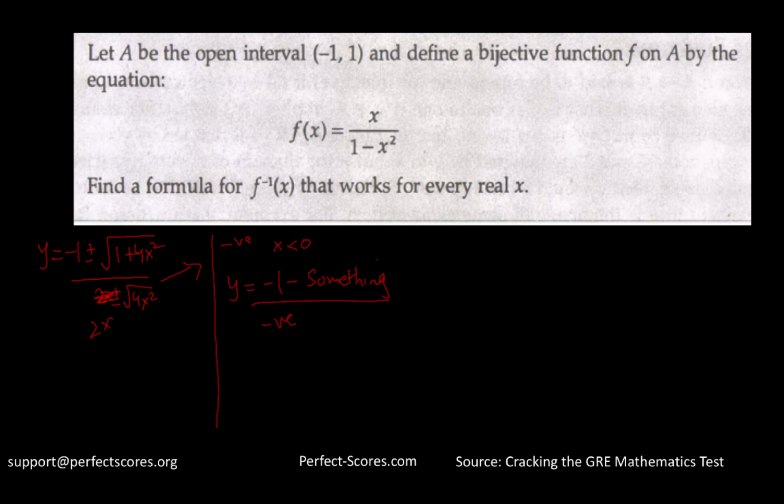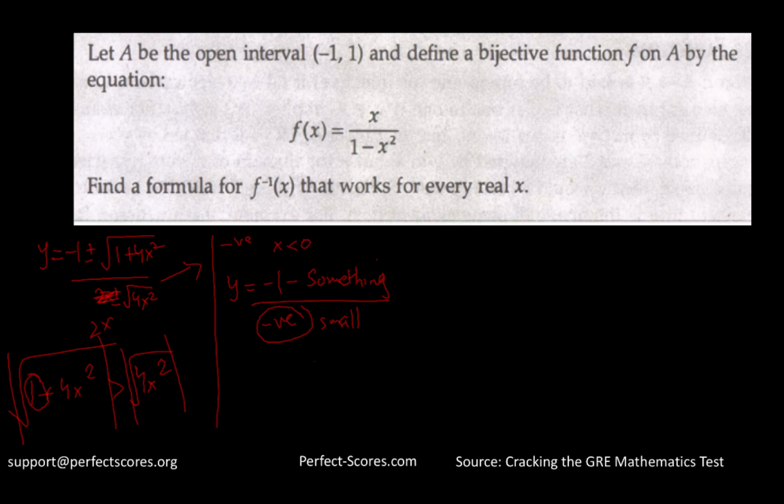Negative of something. Now again, understand 1 plus 4x squared will always be greater than the square root of 4x squared, no matter what. 1 plus 4x squared will always be greater than the absolute value of 4x squared, because that's how it works. 1 when added to a number will make it greater. So that means this is a smaller quantity than something.